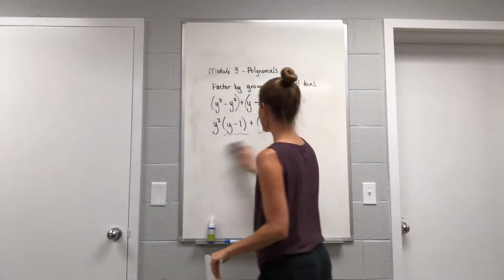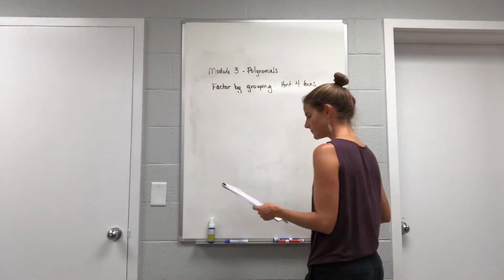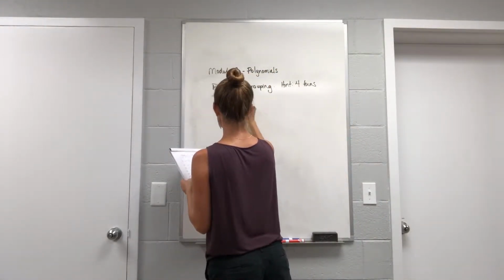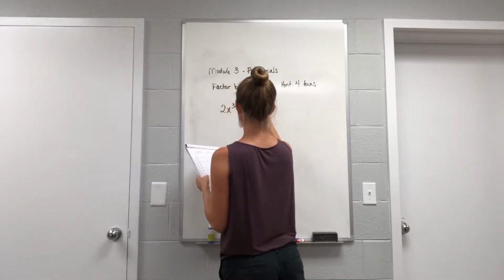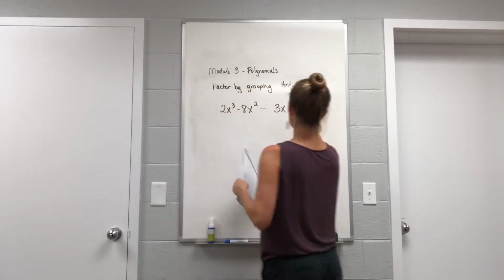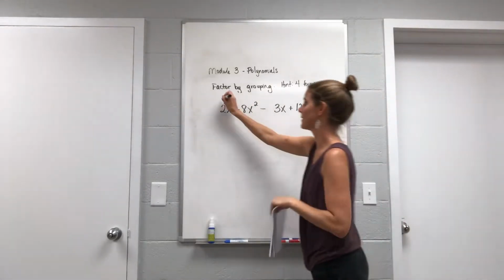All right, I'm going to show you another example. All right, this one's going to be a little bit harder because we have a negative to deal with, but I'll explain this. All right, now we're going to group. There are 4 terms, we're going to group it. I'm going to group these.